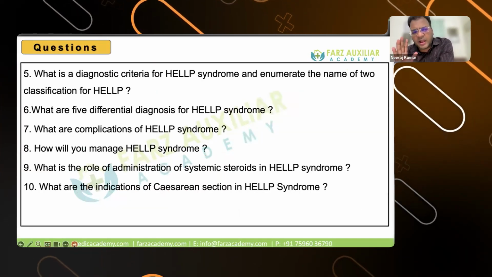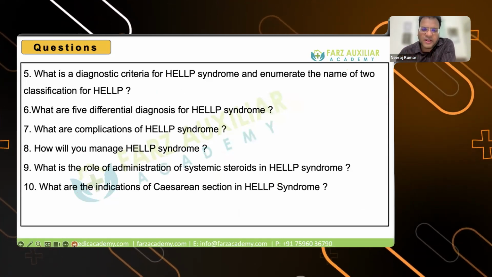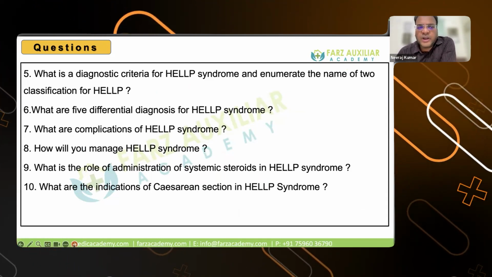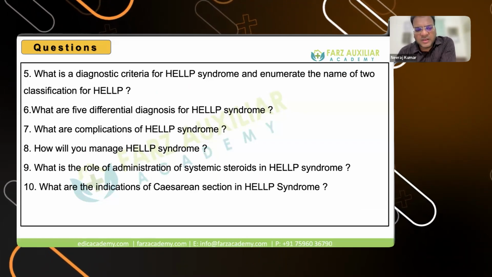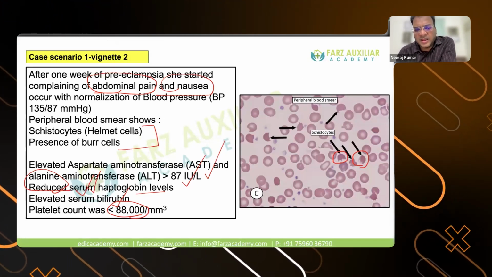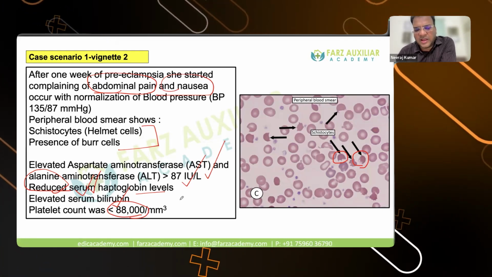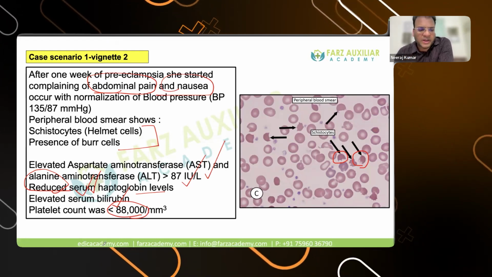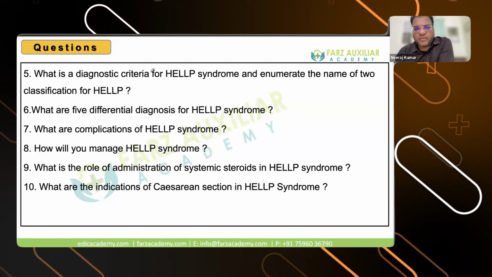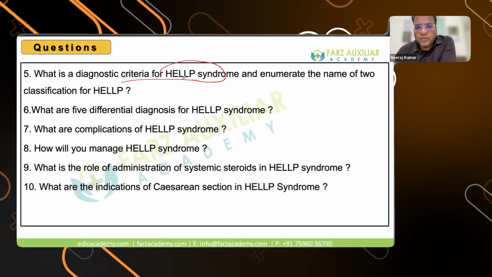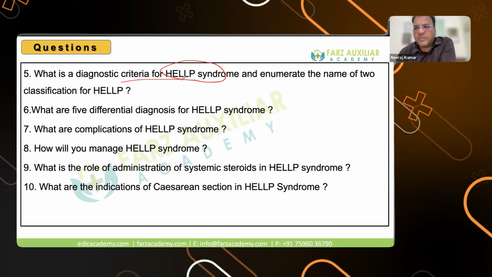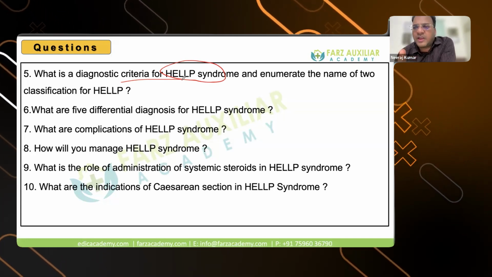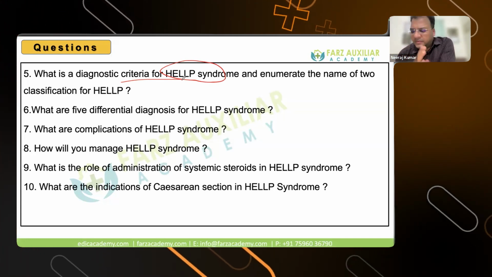Now the questions. There are again 5 sets of questions that we used to ask in our exam when the student will be there. Because this is going towards, you have to appropriately think of the diagnosis: this is basically HELLP syndrome, because hemolysis is there and the patient is having elevated liver enzymes and low platelets. So based on these questions, what diagnostic criteria do you use for diagnosing HELLP syndrome, and can you classify HELLP syndrome? What are the 2 most commonly used classifications for the diagnosis of HELLP?